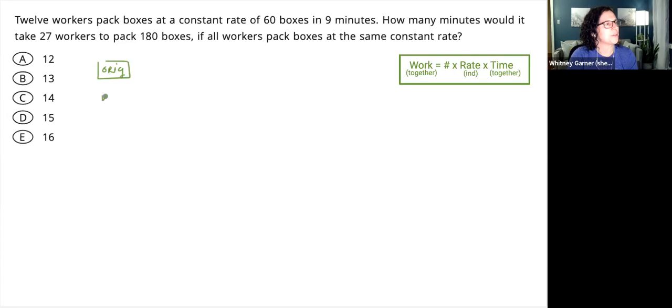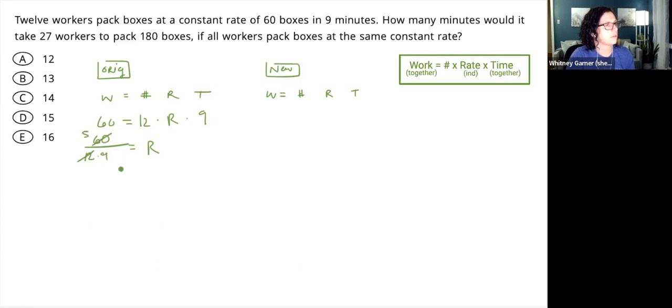So our original: work equals number of people, rate, time. And I'll do that for my new scenario. Work equals number of people, rate, time. So 12 workers do 60 boxes in 9 minutes. So the rate over here is 60 over 12 by 9. 12 goes into 60 five times. So this rate is 5 over 9. I'm going to put it in over here, 5 over 9.